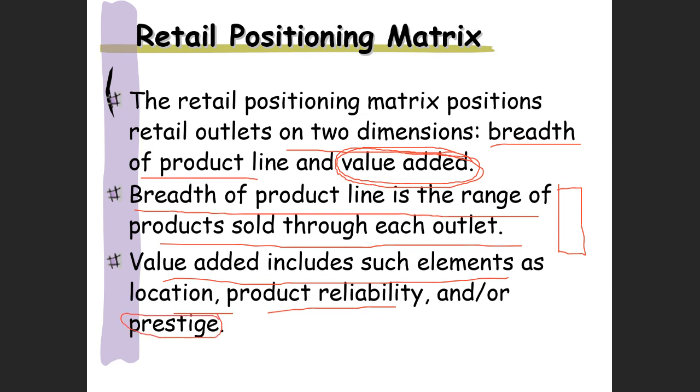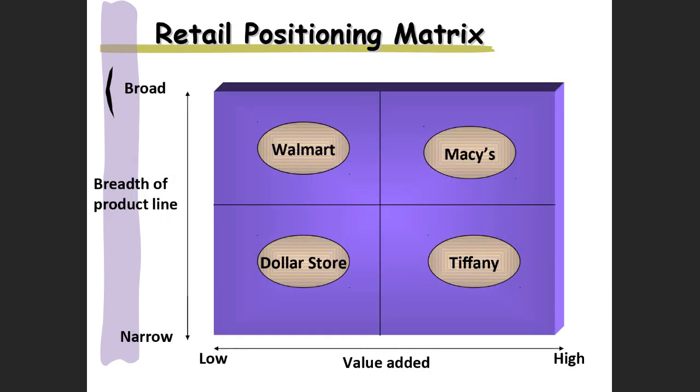Okay, so here we have an example. Retail positioning matrix: breadth of the product line, broad versus narrow, and then value added, low versus high. So, Walmart, for example, sells all kinds of products, but it doesn't add much value.